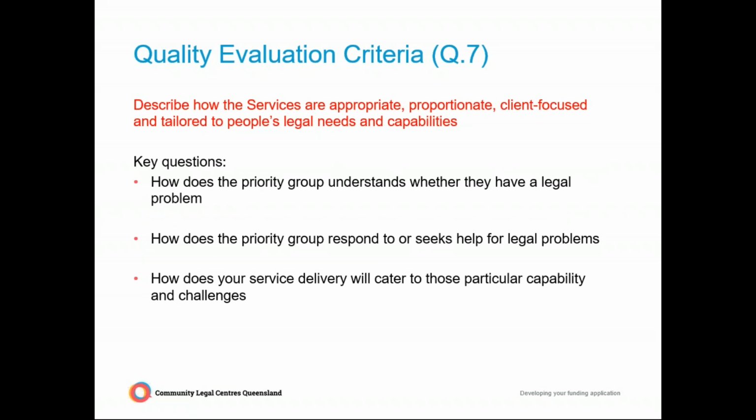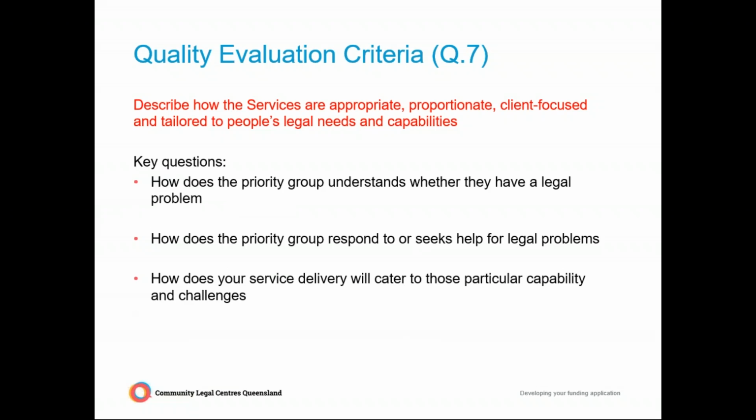So the next question also has a few components to it, and it is about describing how the services are appropriate, proportionate, client-focused and tailored to people's legal needs and capabilities. We think there are 3 key questions that you should be trying to address in this particular question. The first is, how does the priority group understand they have a legal problem? How does the priority group respond to or seek help for legal problems? And how does your service delivery cater to those particular capability challenges?